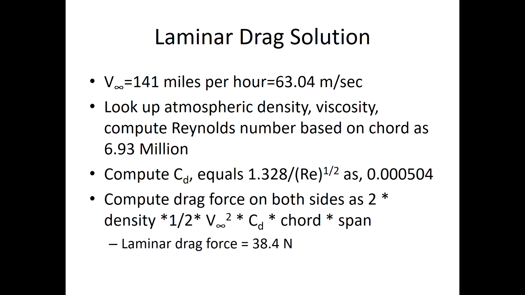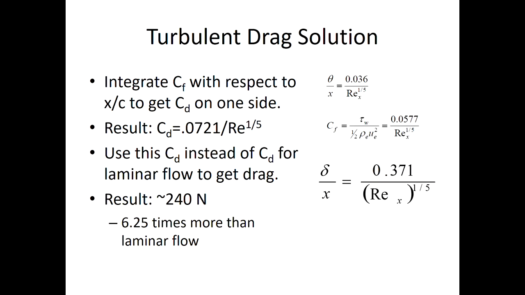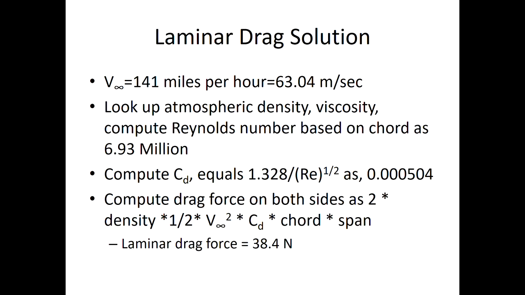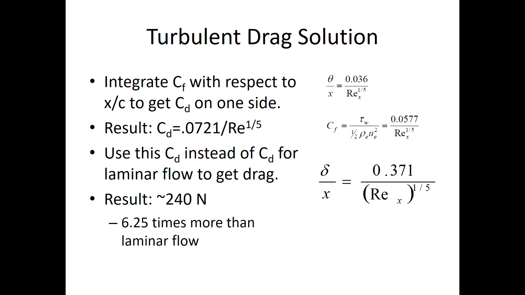Now let's see what happens if you have a turbulent flow. In a turbulent flow, you have to first integrate the CF. You did this in your homework set number 1. You may remember you got an expression like this. So use this CD instead of this CD. All you have to do is compute the CD and plug it in. Now you are getting 240 Newton. This is 6 times more than the laminar flow.